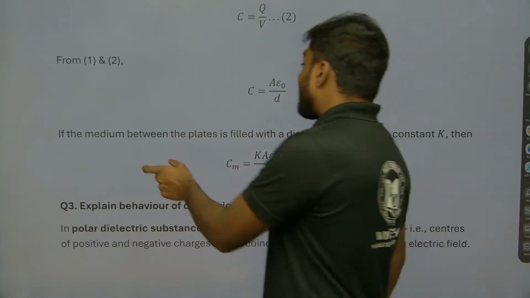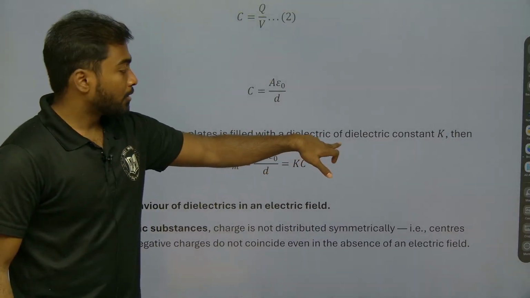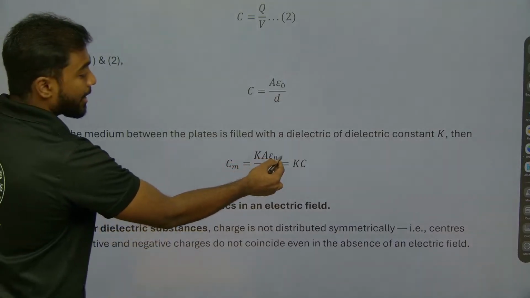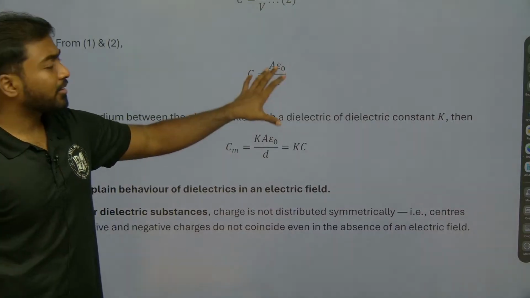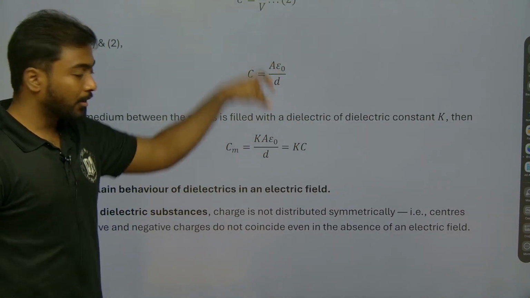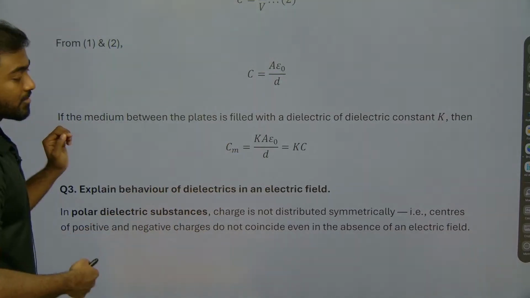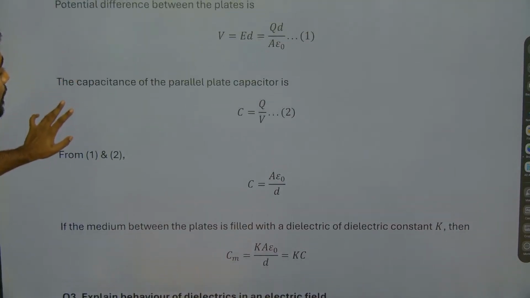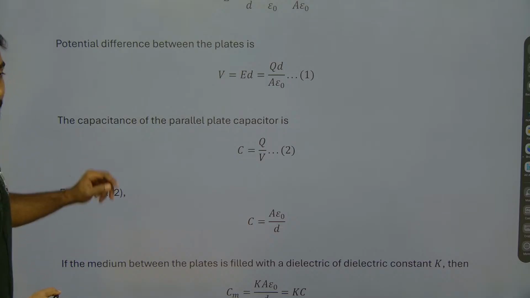If the medium between the plates is filled with a dielectric of dielectric constant K, then it is K A epsilon naught by d. When we talk about only the capacitance, it is A epsilon naught by d. When the dielectric is filled in between them, it is K A epsilon naught by d, which is nothing but K times C. So this is my derivation of the capacitance, you can take a note of this.